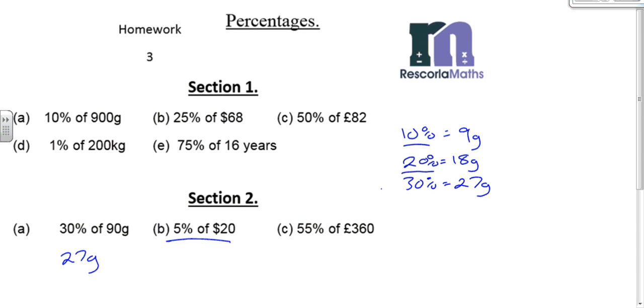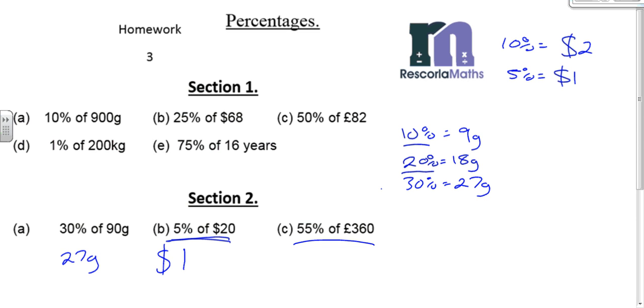Next one, you've got to find 5%. So if we've got 10%, we should be able to find 10%. It's the first thing we do on most of these questions. Find 10%, and that's going to be you knock off a 0, or you divide by 10, and you've got $2. So if 10% is $2, the way you go down to 5% is you just halve it. So half of $2 is going to be $1. So 5% of $20 is $1.